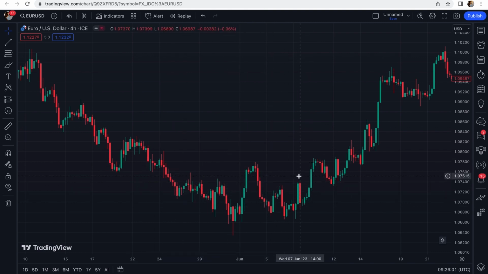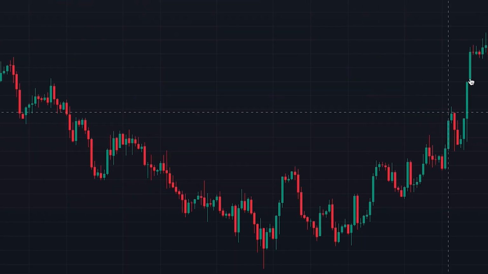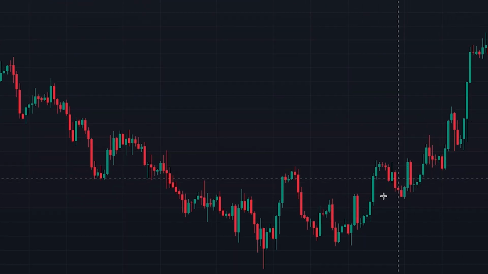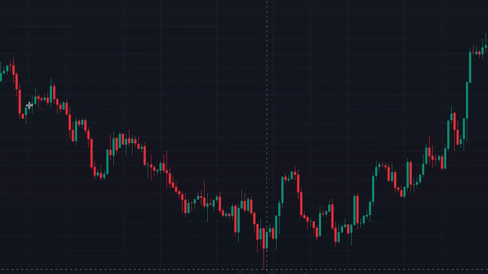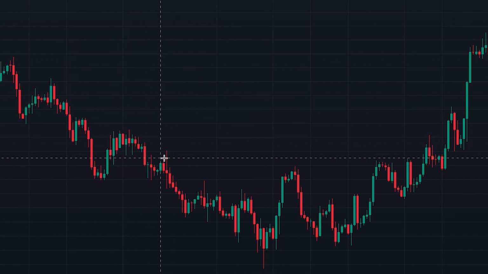Alright, if you're familiar with candlestick charts, you know that sometimes the ups and downs of trends are really confusing. For example, in an upside move, you may see as many bearish candles as there are bullish ones, or in a downside move, you may see as many bullish candles as there are bearish ones.